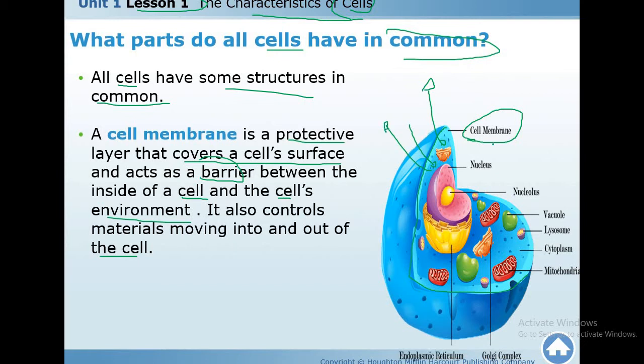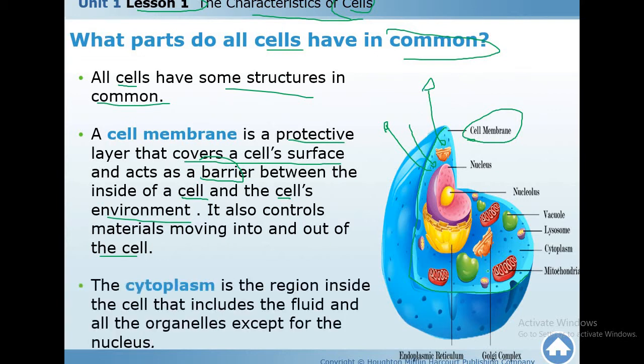It acts as a barrier. So the cell membrane is a protective layer that protects the cell and covers it. It acts as a barrier that controls what gets inside and what gets out of the cell. It is a barrier between the inside of the cell and the outside of the cell.